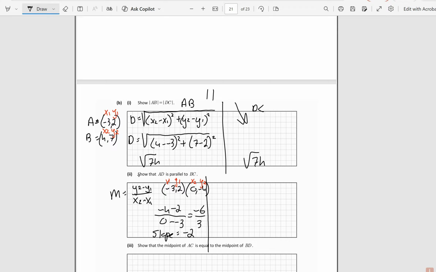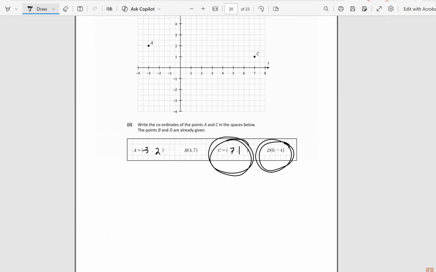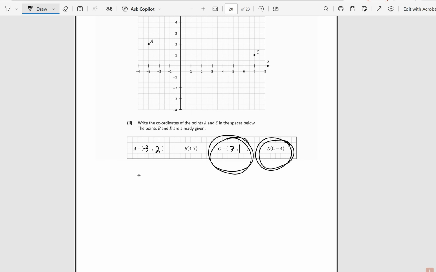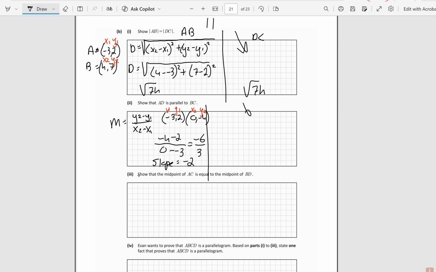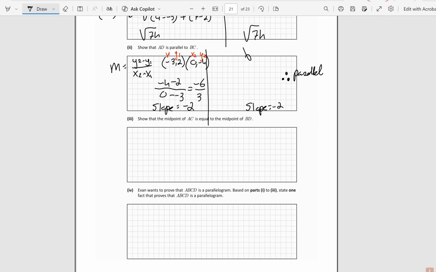equals minus 2. Okay, and if you do that again over here, but this time you take BC, and BC will be 4, 7 and 7, 1, and you do the exact same, you will get a slope again of minus 2. And that means parallel lines have the same slope, and do they have the same slope? Yes, they do. So I would write to the side, therefore, if you do 3 dots like that, it stands for therefore in maths, therefore parallel. Let's keep going.